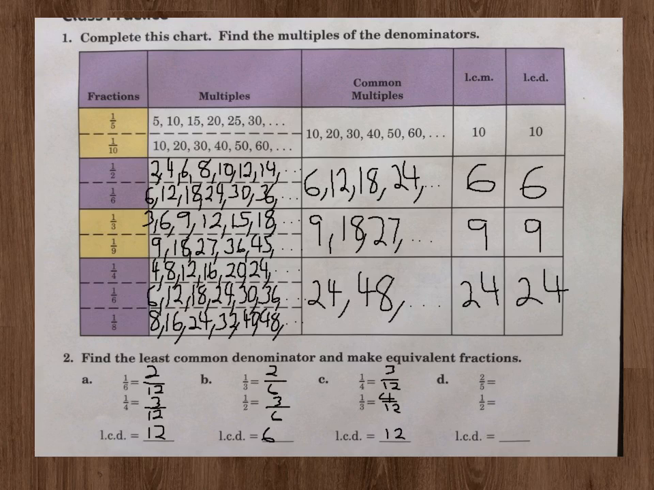Okay, last one, D. What do both 5 and 2 go into? 5 and 2 both go into 10. So we're going to use 10 as our denominator. 5 times what equals 10? 5 times 2. So we'll do 2 times 2. That's 4. Right. 2 times what equals 10? 2 times 5. So we'll do 1 times 5. And that is 5.